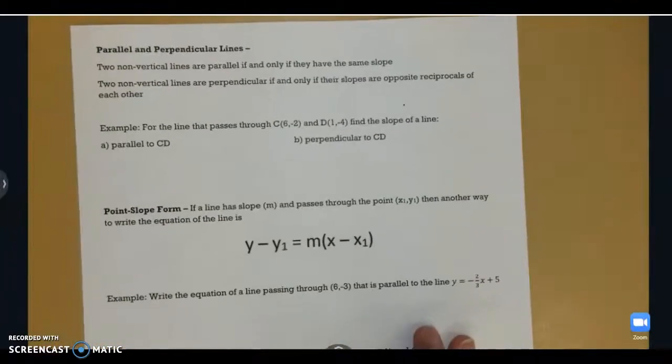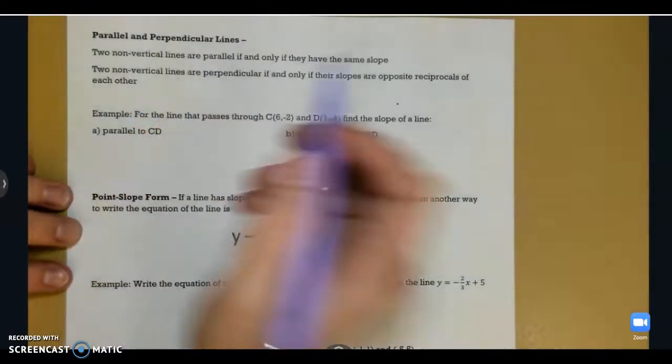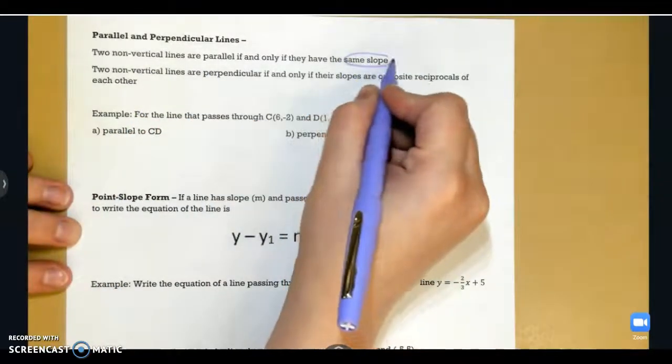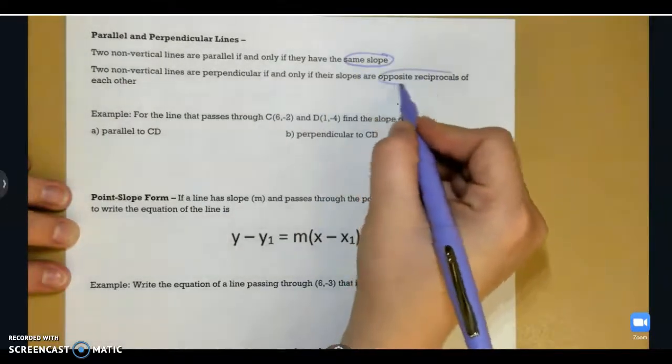Okay, on to the back side. Parallel and perpendicular lines. 2 lines are parallel if they have the same slope, and 2 lines are perpendicular if they have opposite reciprocal slopes.